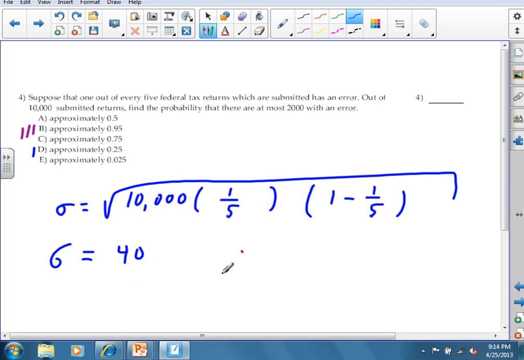You sure about that? I put it into my calculator and that's what I came up with. Square root of 10,000 times 0.2 times 0.8. Okay, 40. I don't have a $100 calculator for nothing. 1 out of every 5.